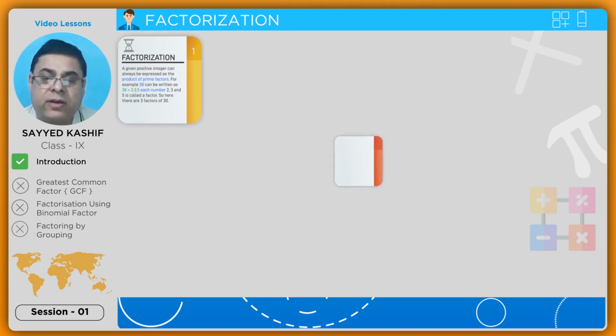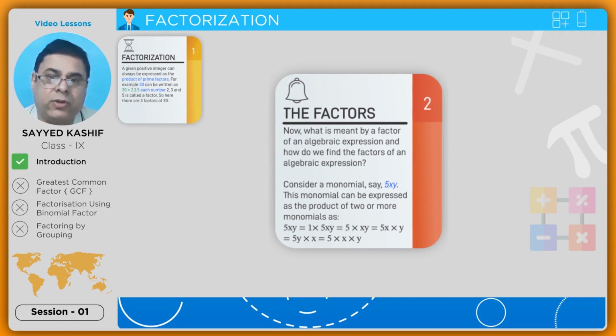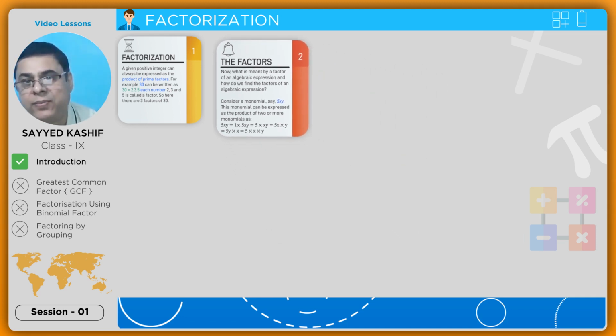Now, what is meant by a factor of an algebraic expression? And how do we find the factors of an algebraic expression? Consider a monomial, say 5xy. This monomial can be expressed as the product of 2 or more monomials, as 5xy equals 1 into 5xy, or equals 5 into xy, or equals 5x into y, or equals 5y into x, or equals 5 into x into y.